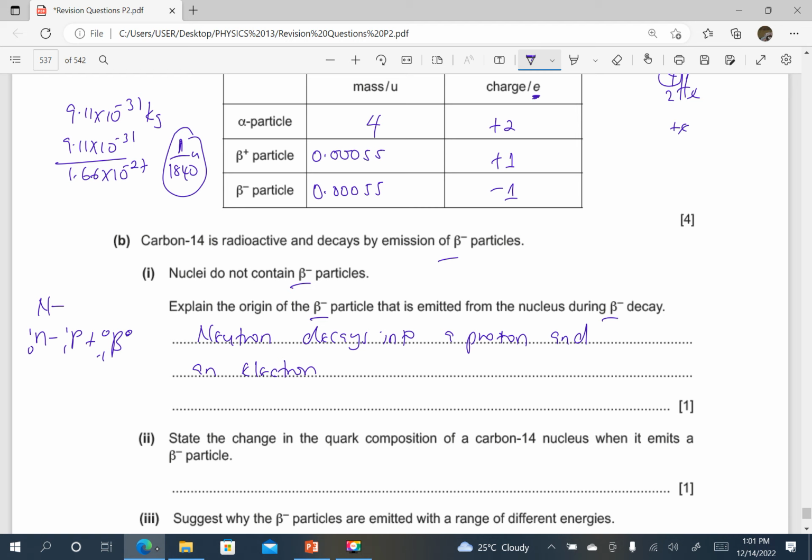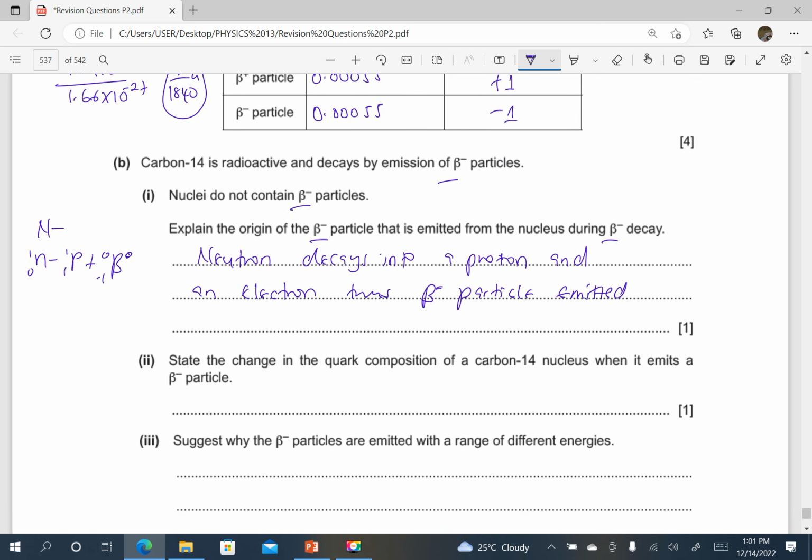And an electron, thus beta minus particle, emitted. So when a neutron turns into a proton, an electron is emitted, which is a beta minus particle. That is the origin of beta minus.